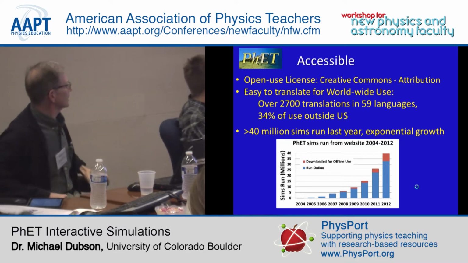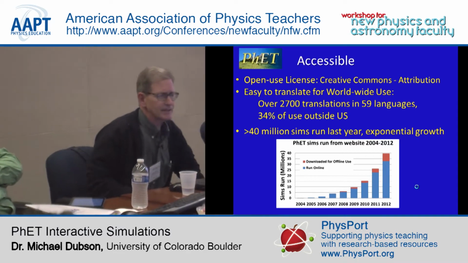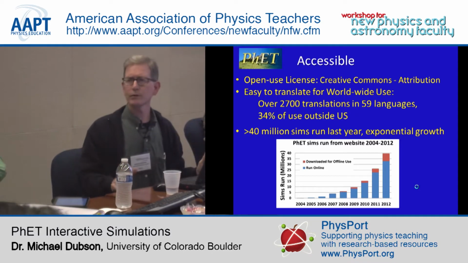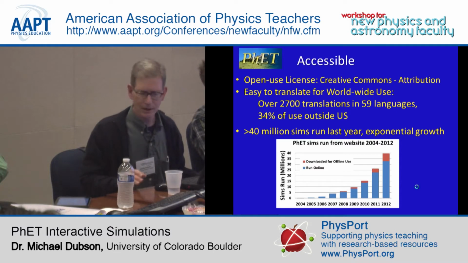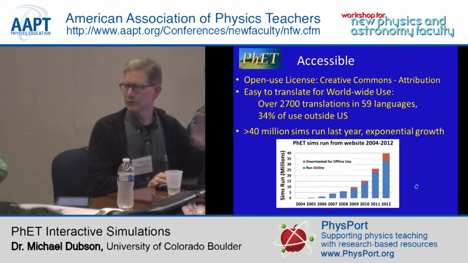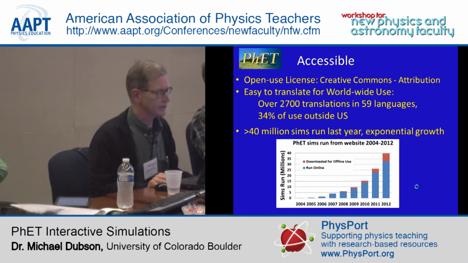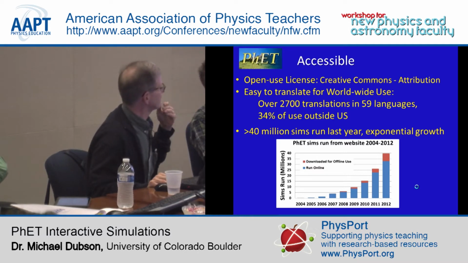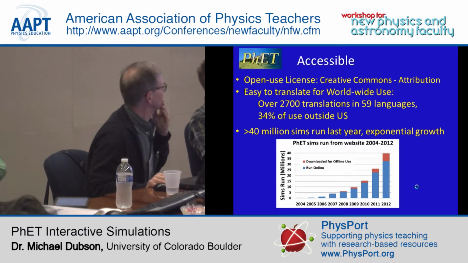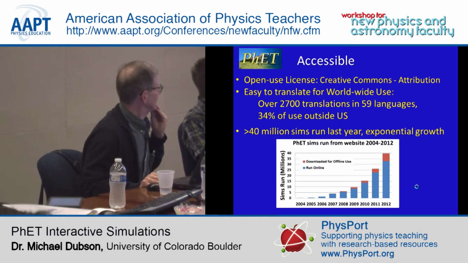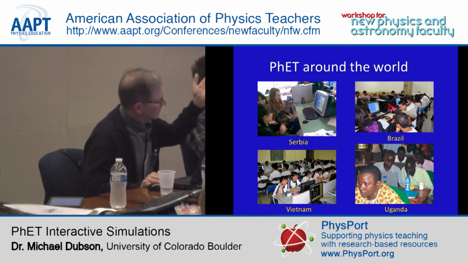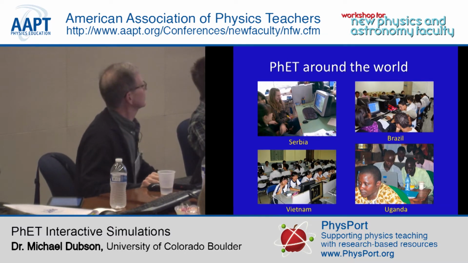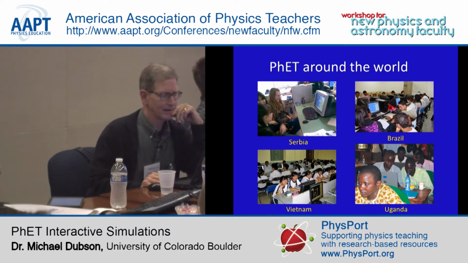So we have what's called a Creative Commons license. That means you can use this for whatever you want. You can take our free sims and try to sell them, and some people do. Just as long as you don't remove the logo, you can do whatever you like. We give away the source code. We've made them easy to translate for worldwide use. I'll talk about that later. In 2012, we had 40 million sims run. Here are some happy customers around the world: Serbia, Brazil, Vietnam, Uganda.